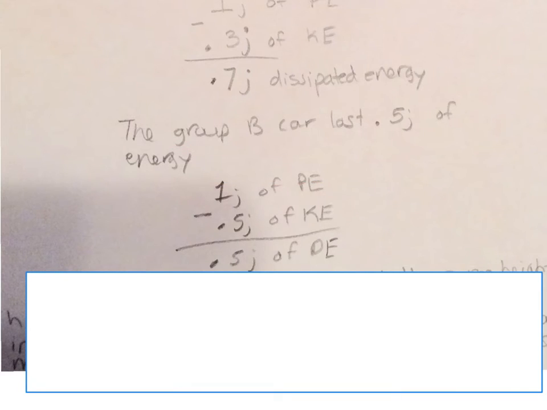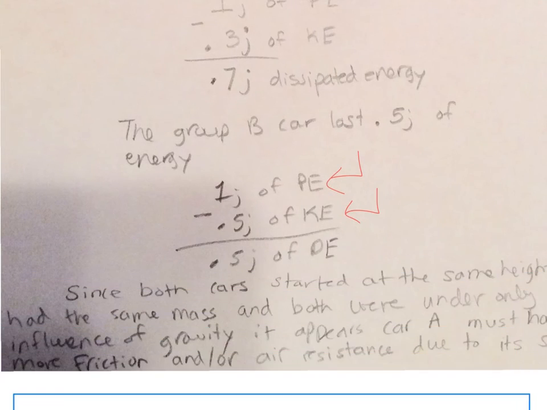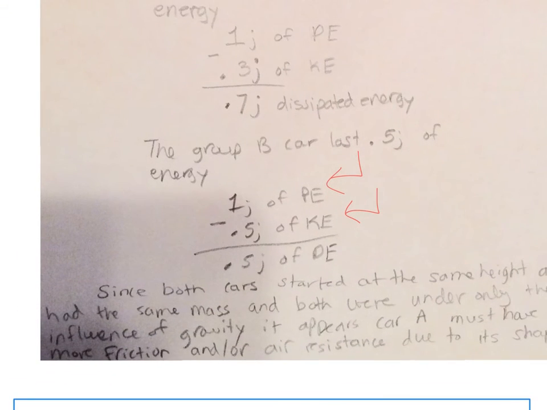Sorry about that. There we go. So group B's car lost only 0.5 joules of energy, and I got that the same way. I started with 1 joule of potential energy. We lost 0.5 joules. I could tell because 0.5 joules is what we were left with, and that's how that adds up. And then I wrote this explanation down at the bottom. See if you can follow my logic. I'll try and make it so you can read it.